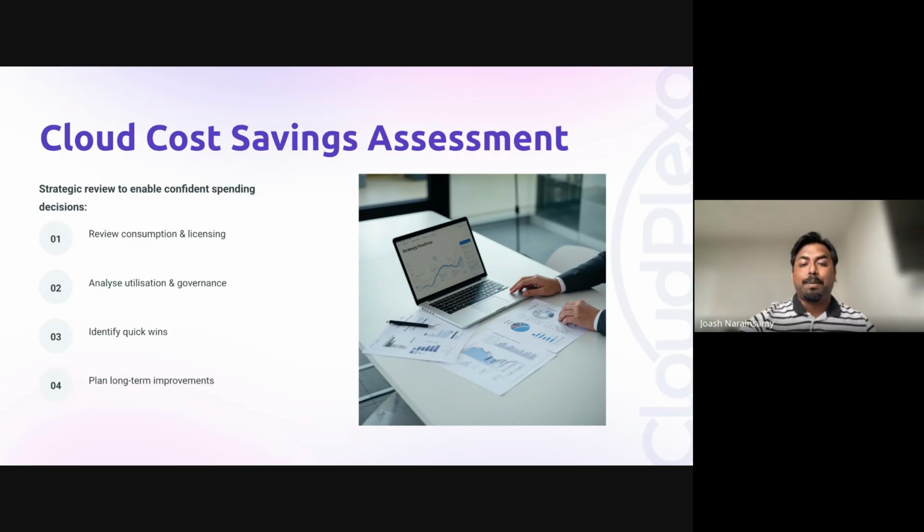The result is a practical roadmap highlighting immediate cost saving opportunities, longer term optimization initiatives, Microsoft licensing recommendations, and a strategy to maximize the return on your technology investment, which is the most important, because reducing the cost is only part of the equation. Our goal is to help organizations optimize both their cloud infrastructure and software licensing so that they can invest in technology with confidence.